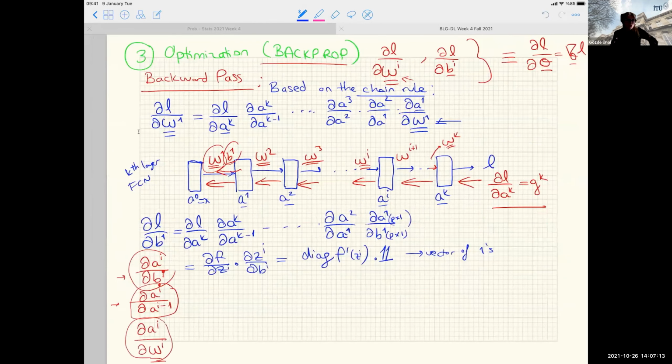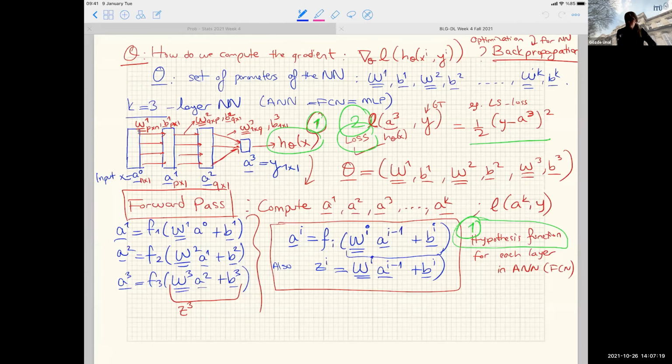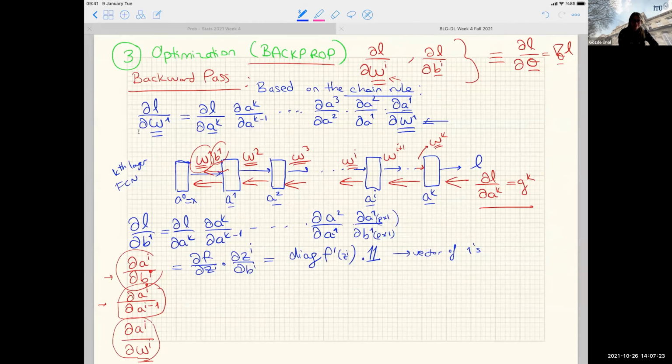Now let's do this del Ai by del A(i minus 1). That's also here in the first equation in the box. Its answer is there too. So let's just do this one. It is again del F by del Zi, right? Because I need to first do the chain rule to get rid of the nonlinear function. Now it's del Zi by del A(i minus 1).